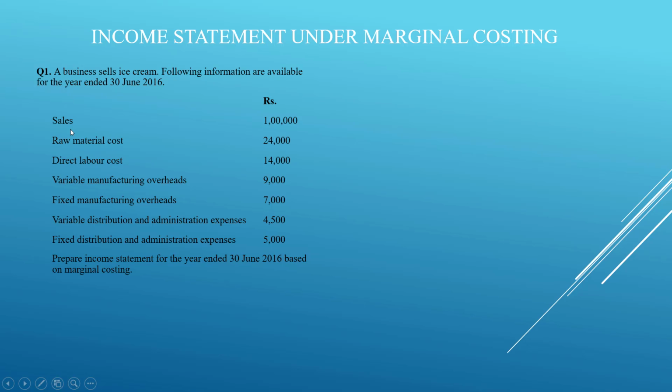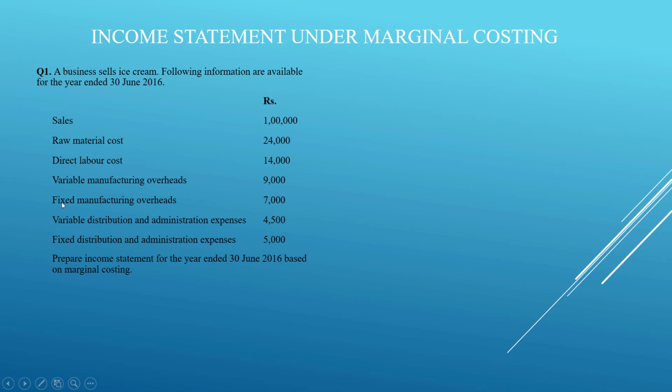Now if you see here, sales value is given, 1 lakh rupees. Raw material cost. Now raw material is directly required in the manufacturing unit, so it will be a direct material. It has been given as 24,000. Direct labor cost is given as 14,000. Variable manufacturing overhead. Now the term you have to see here, variable is written, so it will be included in the marginal cost.